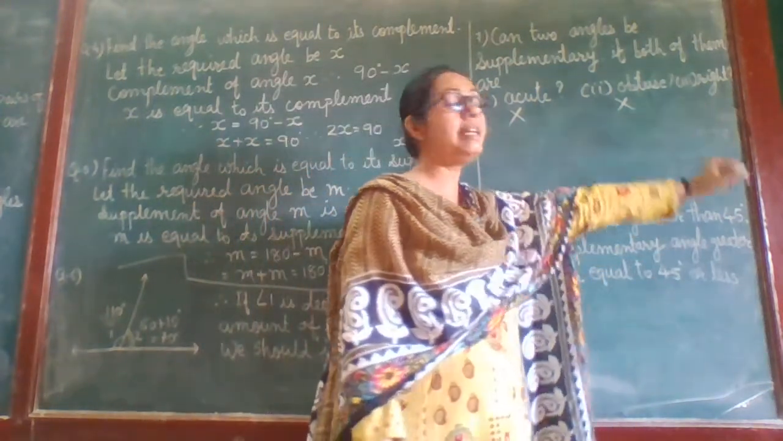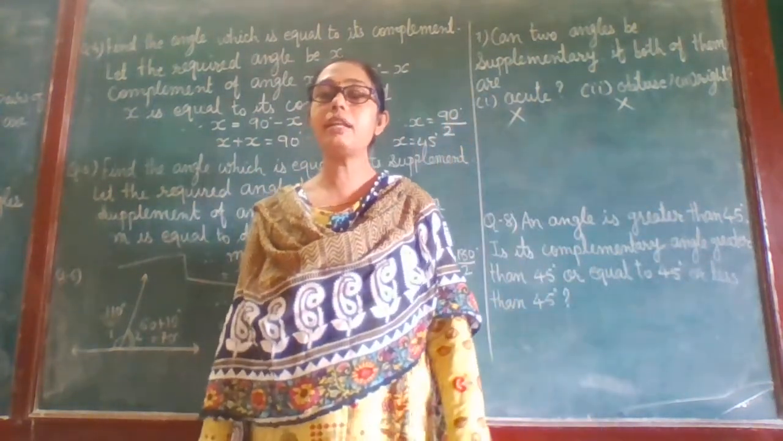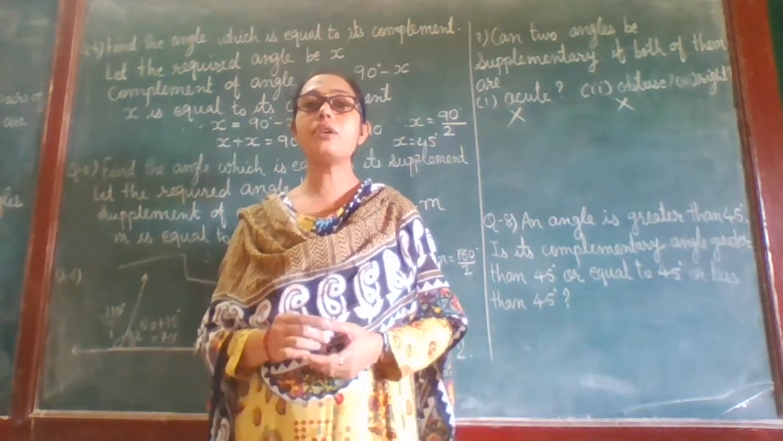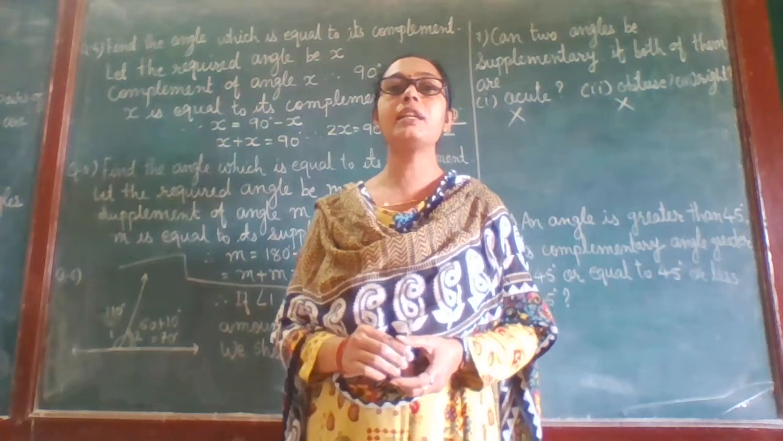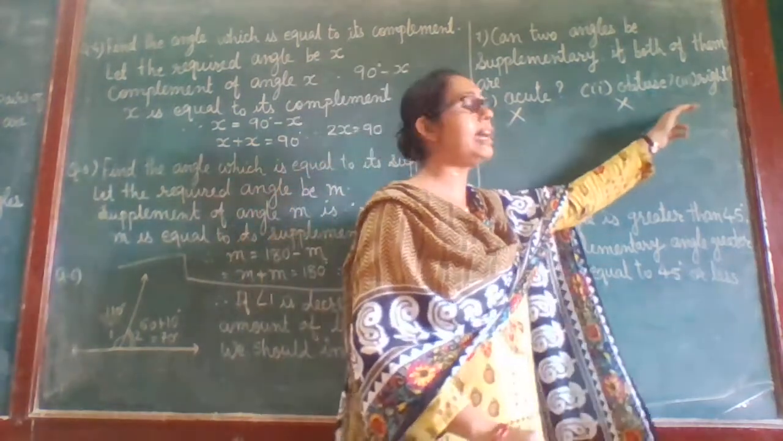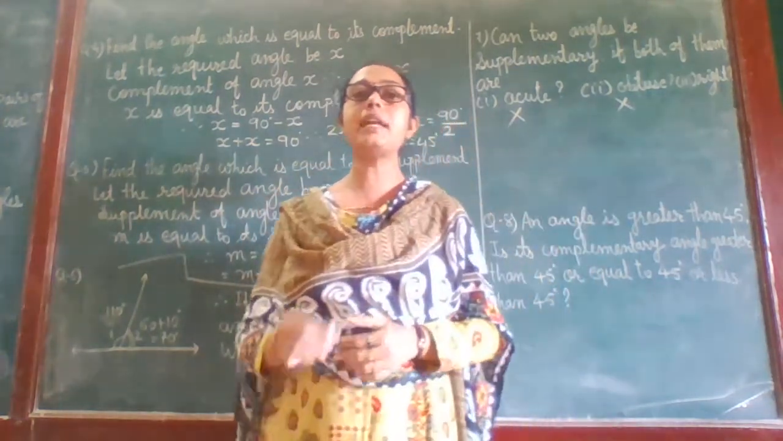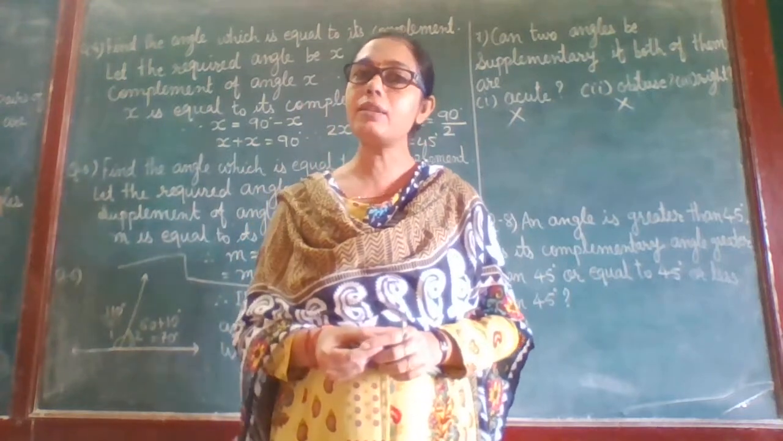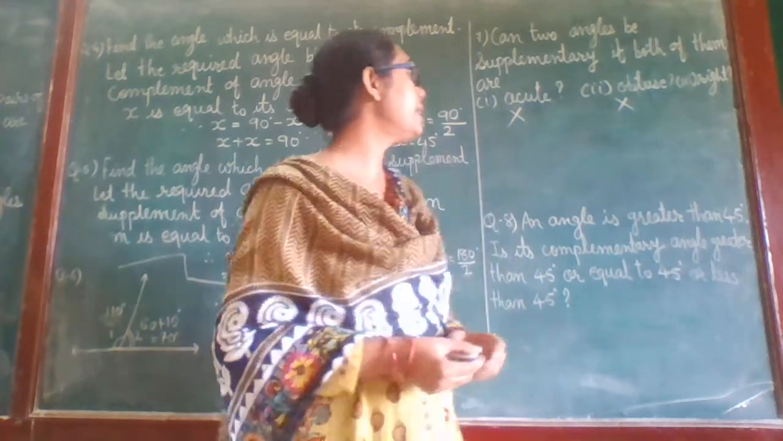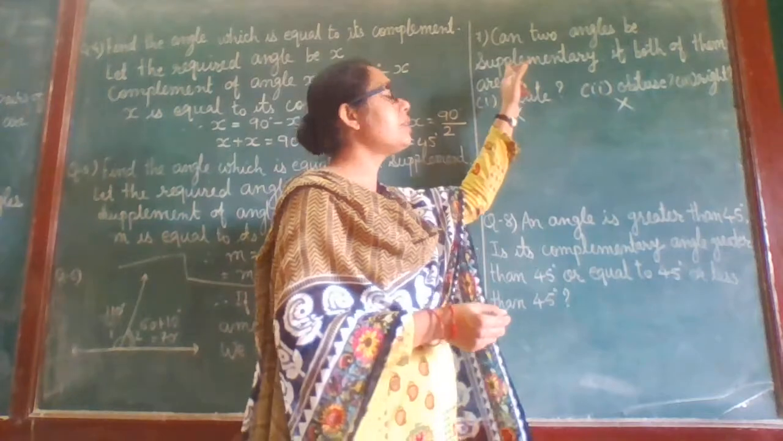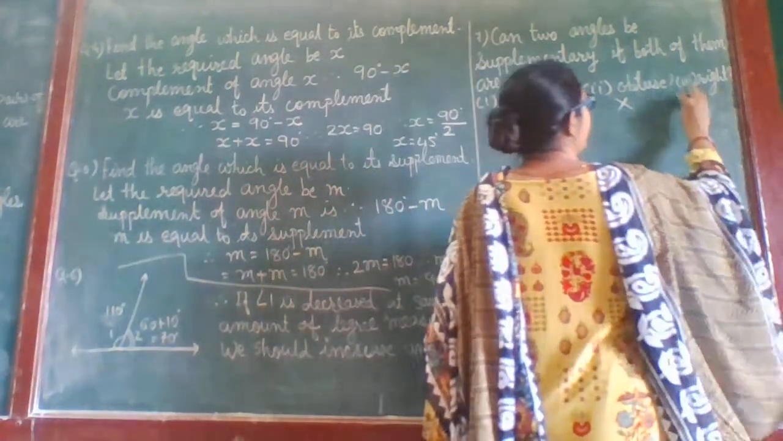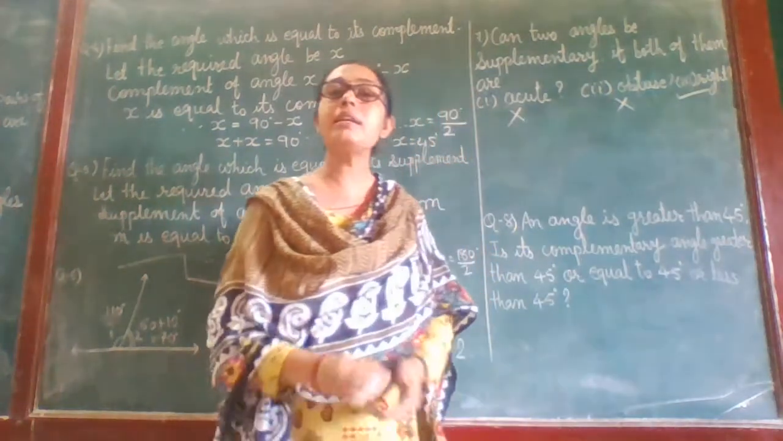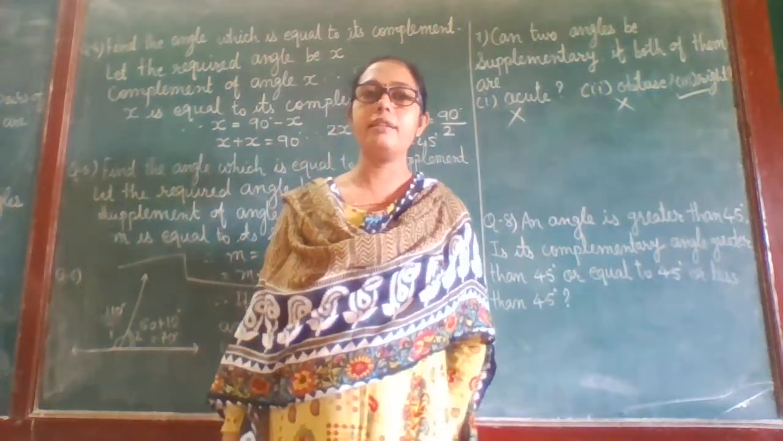Now, can two right angles be supplementary? We know that the measure of each right angle is 90 degree. So when we add two right angles, 90 degree plus 90 degree, it is exactly 180 degree. It fulfills the condition of supplementary angles. So we can say that two right angles can be supplementary angles.